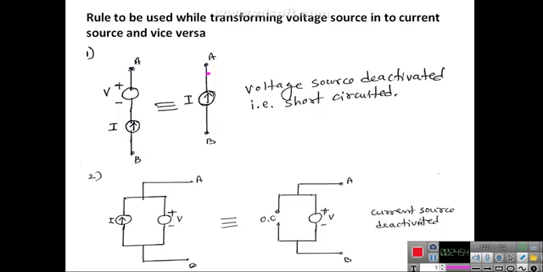You are short circuiting the voltage source if you have a voltage source and a current source in series. Usually they are not given like this, but if they are given in the network, you must be able to make use of this equivalent.